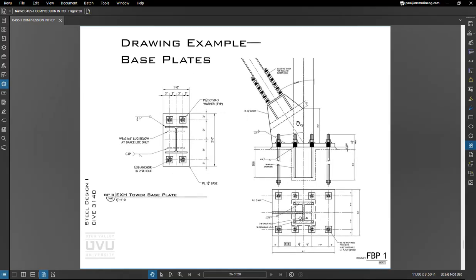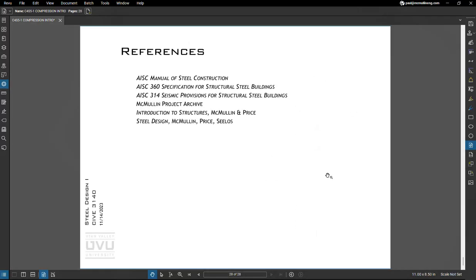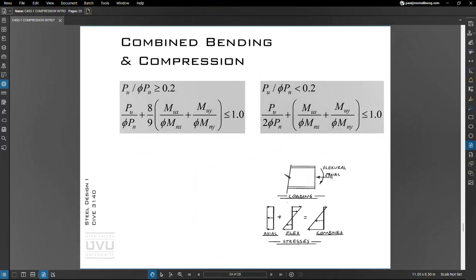All right, a couple of connection types. So here's a base plate, a heavy base plate with a heavy brace frame connection in it. Then a kind of moderate column splice detail. All right, that's all we got there.